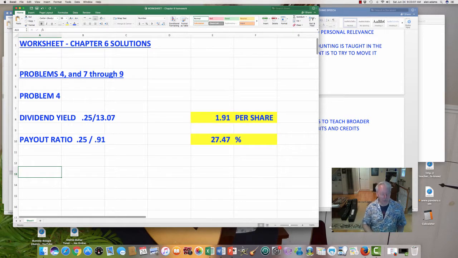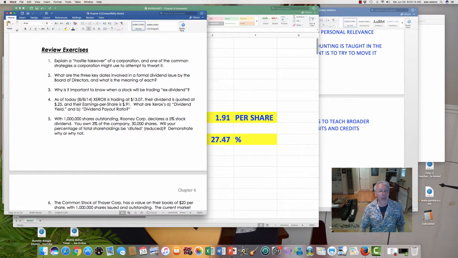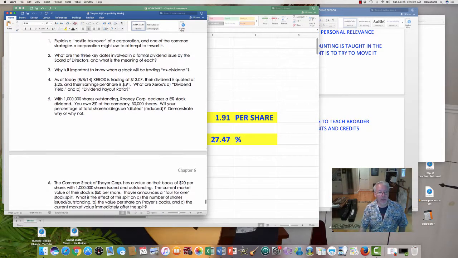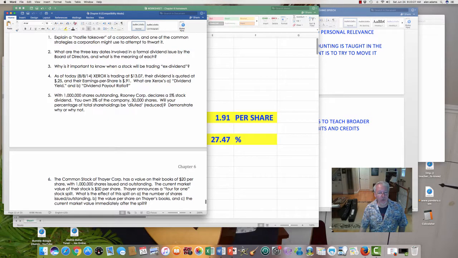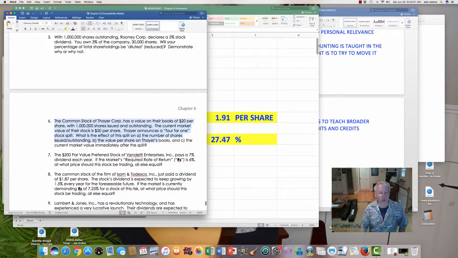Very good. Next one I asked you to do is problem number 7. Let's see what that one's all about. Now 7, 8, 9, obviously we had three significant calculations about share pricing in Chapter 6, so I wanted to give you one problem regarding each one. So here's the first one. No, that's problem 6. I wanted you to do problem 7. I'm sorry.